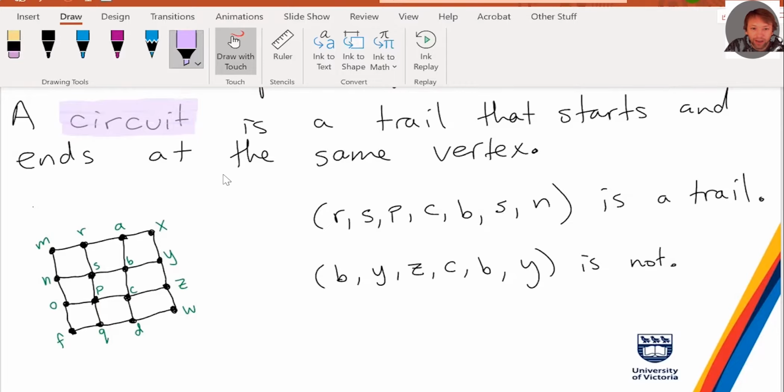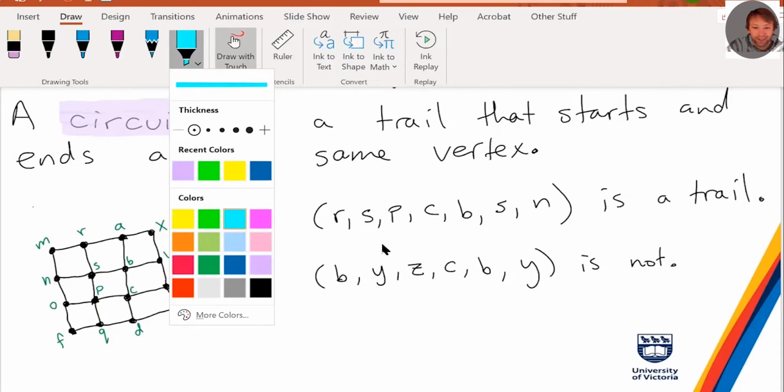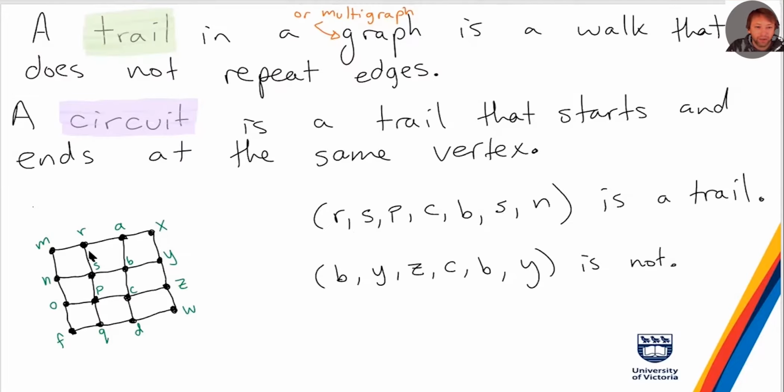If I take R, S, P, C, B, S, N, that's a trail. If I follow this, I start at R, I go along to S, I go to P, I then go to C, and then I go to B, and you'll see that I'm never going to go across the same edge twice. Now I go to S. So now I'm repeating the vertex S. So it's not a path because I'm repeating a vertex, but I'm not repeating an edge. Now I'm going to go over to N and I'm going to stop. Okay, so that's a trail.